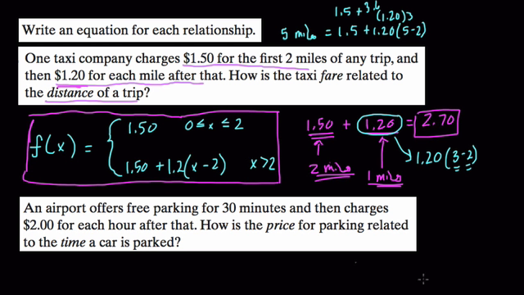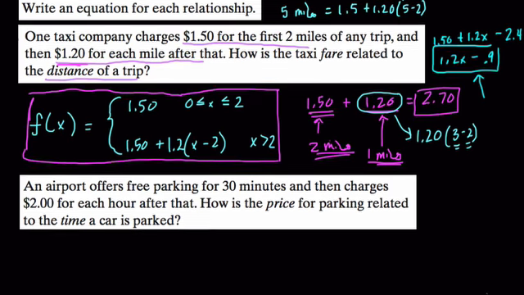You could simplify it as well. We'll do that over here to the side. It's $1.50 plus, using the distributive property, 1.2x minus 2 times 1.2, which is 2.4. So now this becomes 1.2x minus, well, 1.5 minus 2.4 is minus 0.9. That could be the formula that you use as well. Either one would be correct, but it's probably better to use the simplified version right here, and that's when x is greater than 2.